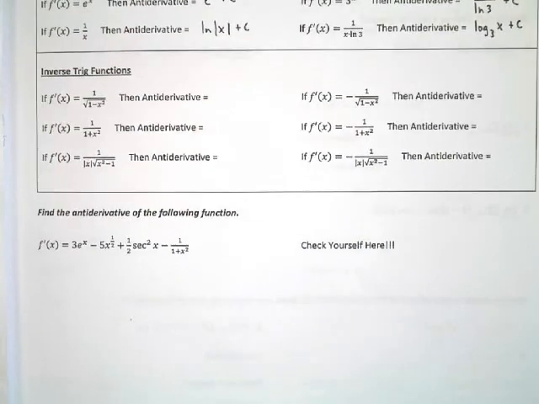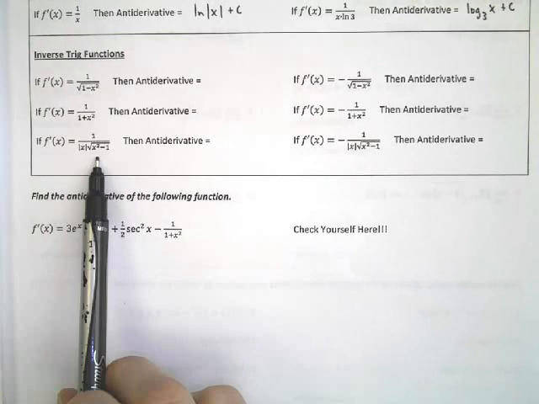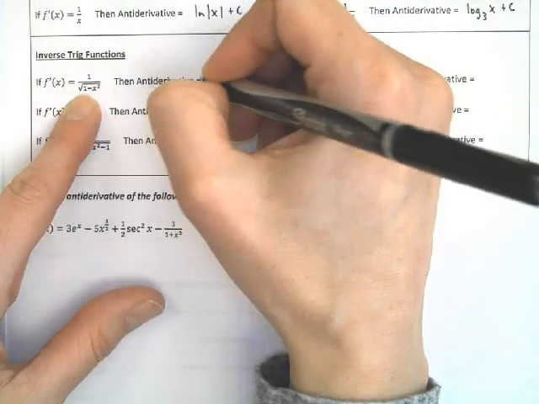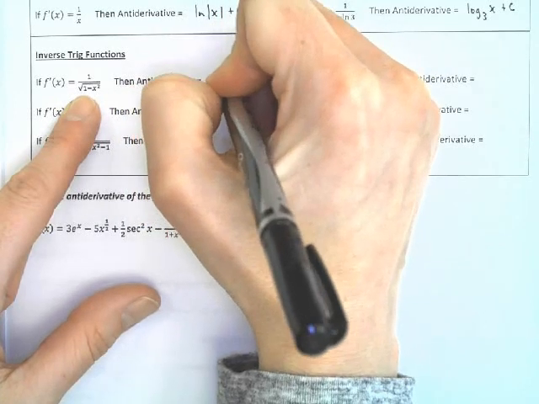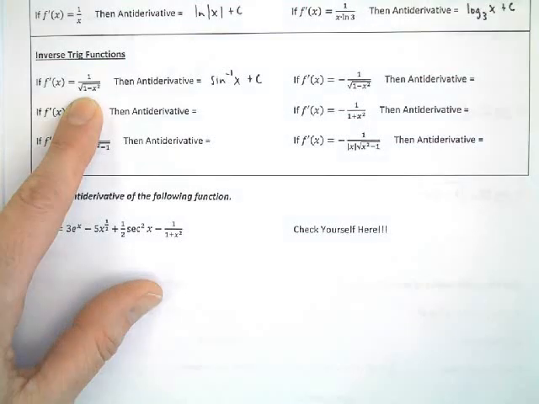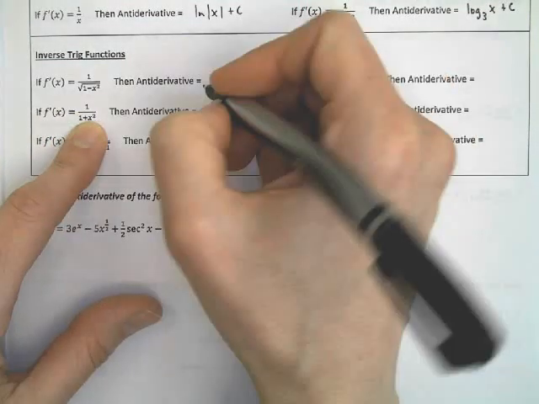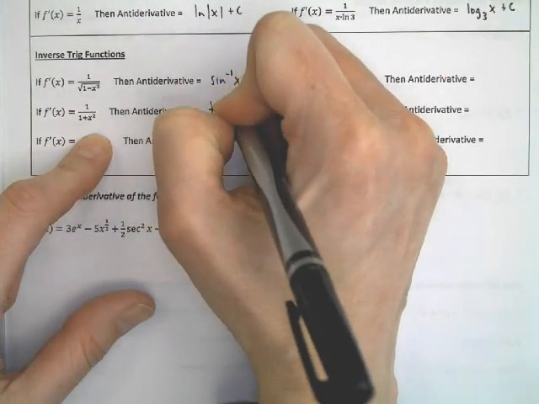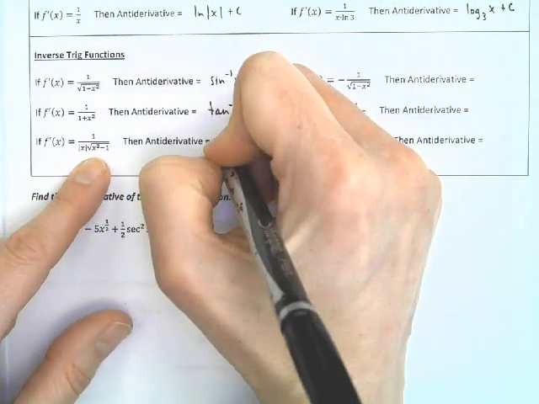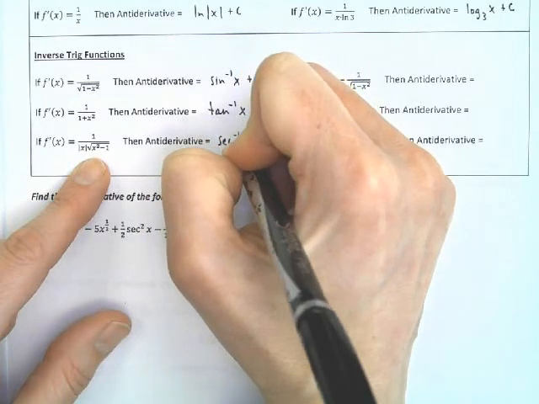Inverse trig, hopefully these should be pretty familiar. You should recognize these derivatives pretty easily. So here, my antiderivative has to be inverse sine of x plus c. Here I've got my inverse tangent of x plus c, and this is my inverse secant.